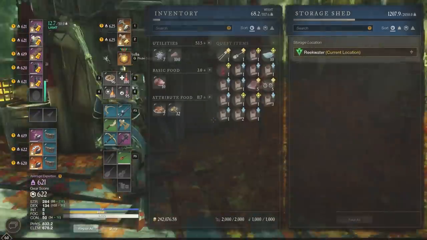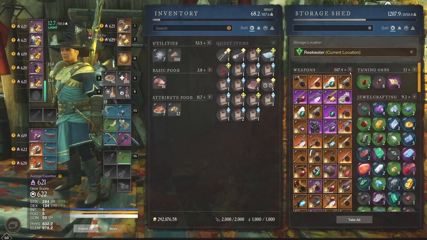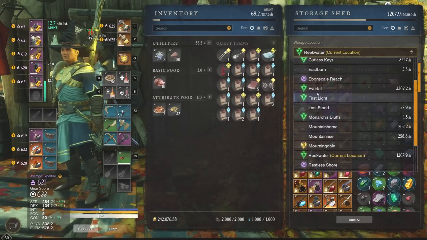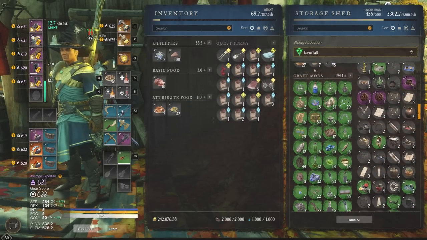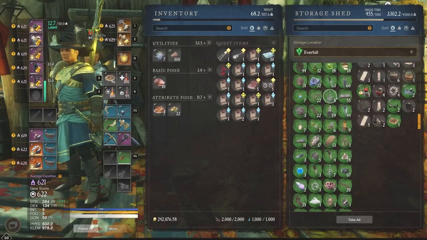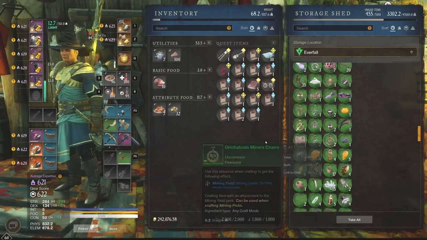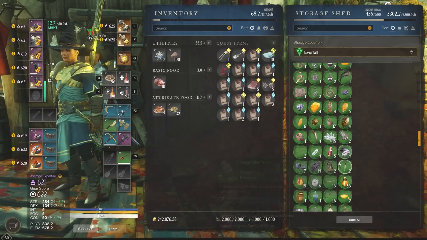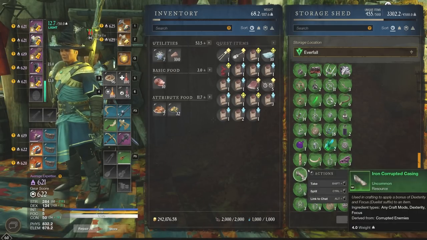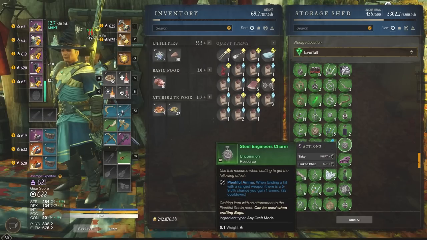So if we take a look at the storage right now, the Everfall side of things is where I hold all of my different craft mods. If we scroll down, you can see I have about 200 pounds in craft mods. It's just a bunch of random stuff. None of it's actually going to be that useful or valuable, unfortunately. I've looked through most of it, sold the stuff that is, and now it's down to pretty much the bare minimum stuff where it's just going to be sitting there for quite a while until I decide to dump it.